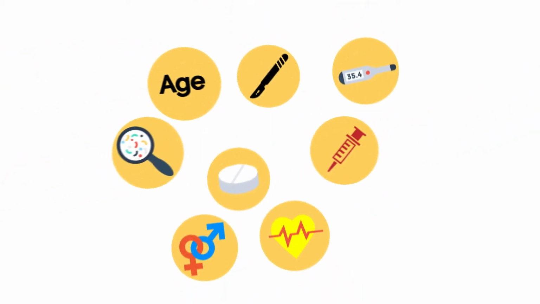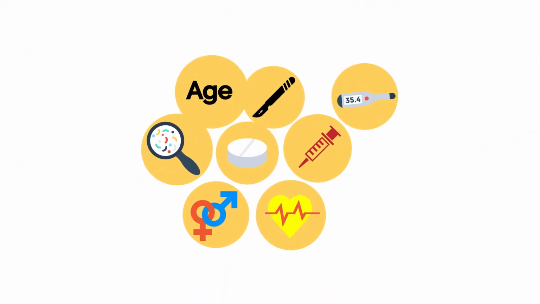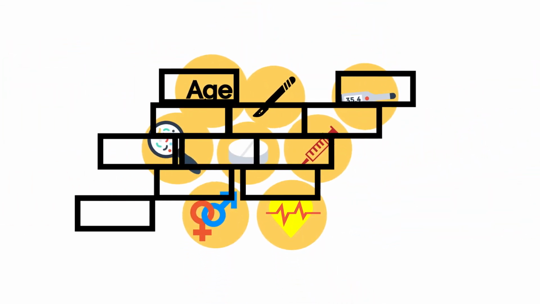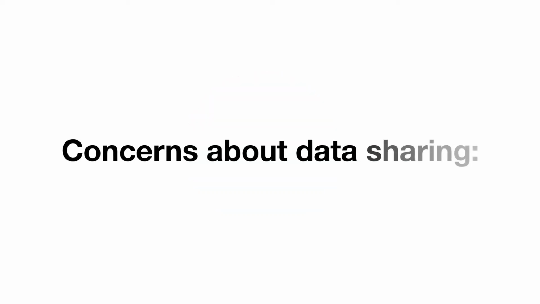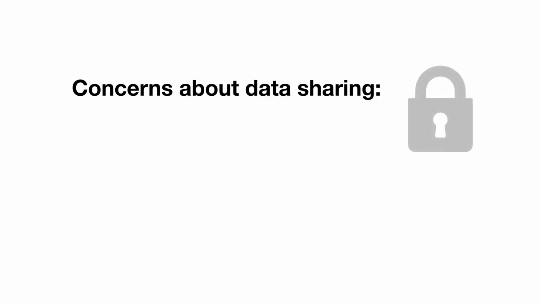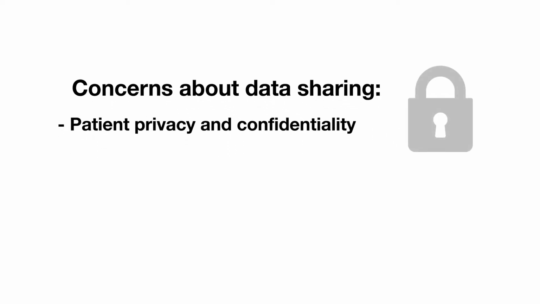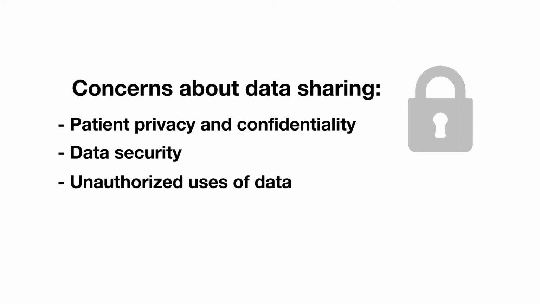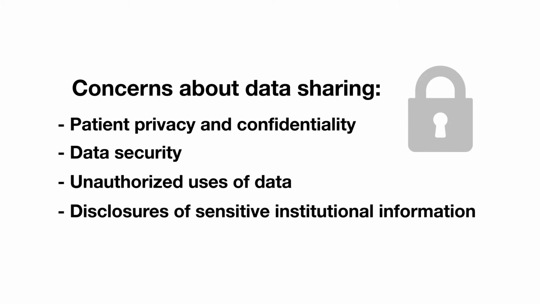However, because covariates often contain information that could possibly be used to identify someone, there are some barriers to sharing this kind of data between organizations. Usually, most patient information that could easily reveal a person's identity is removed from the data before it is shared. However, healthcare organizations may still have other concerns, including concerns about patient privacy and confidentiality, whether there are sufficient safeguards for data security, unauthorized uses of their data, or disclosures of sensitive information about their organizations.